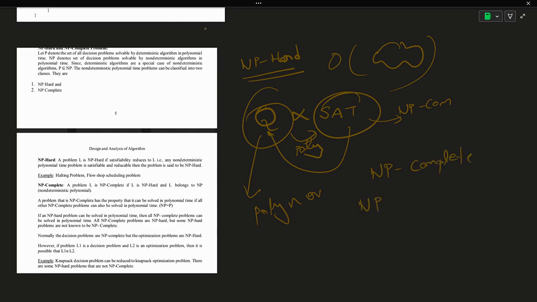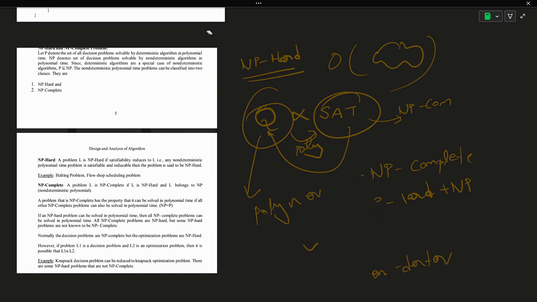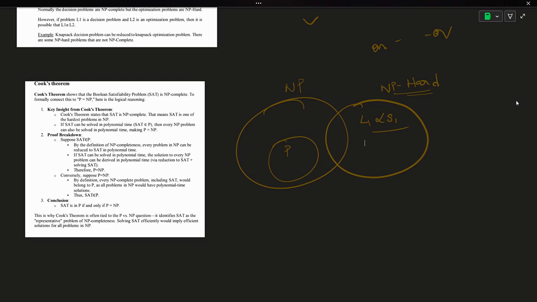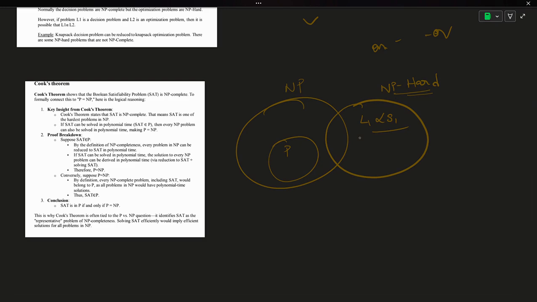NP-complete is nothing but NP-hard plus NP. What does it mean? It means that if you are able to reduce some problem to the satisfiability problem, and you are also able to write some non-deterministic algorithm for this particular problem, then this problem falls under the NP-complete class. Let's understand this with a diagram. Having seen what is NP-hard and NP-complete, let us understand these concepts with the help of a Venn diagram.